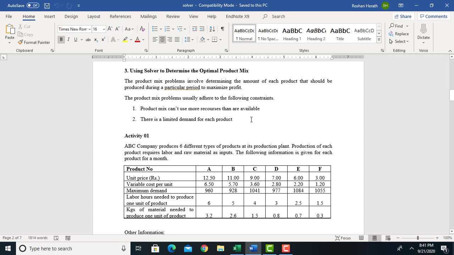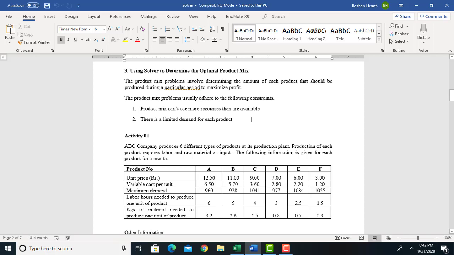one of the important questions that the business organization, the management accountant, would come across is determining the optimum product mix. This is especially the case when you are producing several products using the same set of resources, the same set of labor, material, likewise. The product mix problem usually adheres to the following constraints. The product mix can't use more resources than available, and there is limited demand for each product.